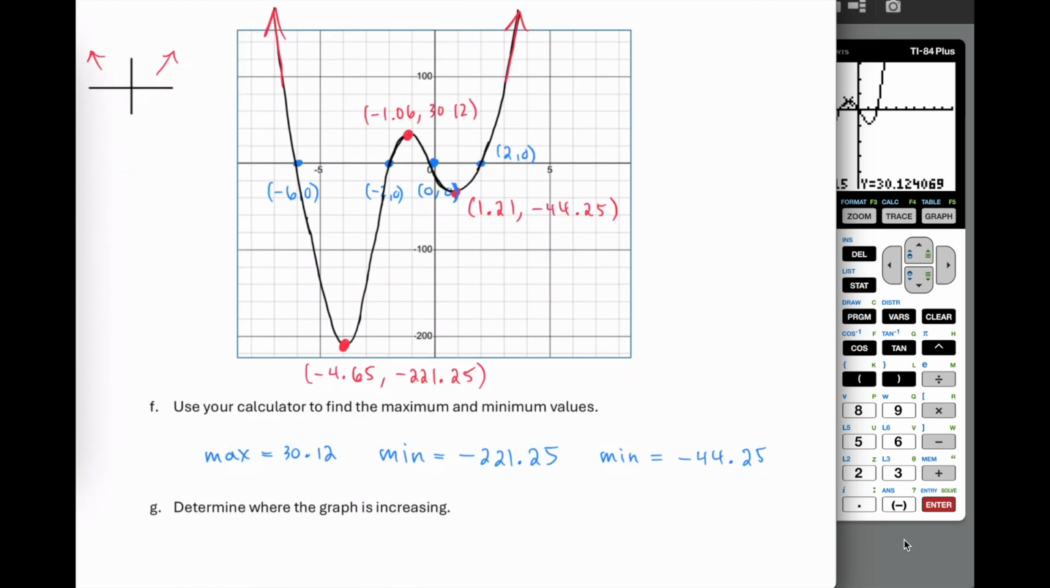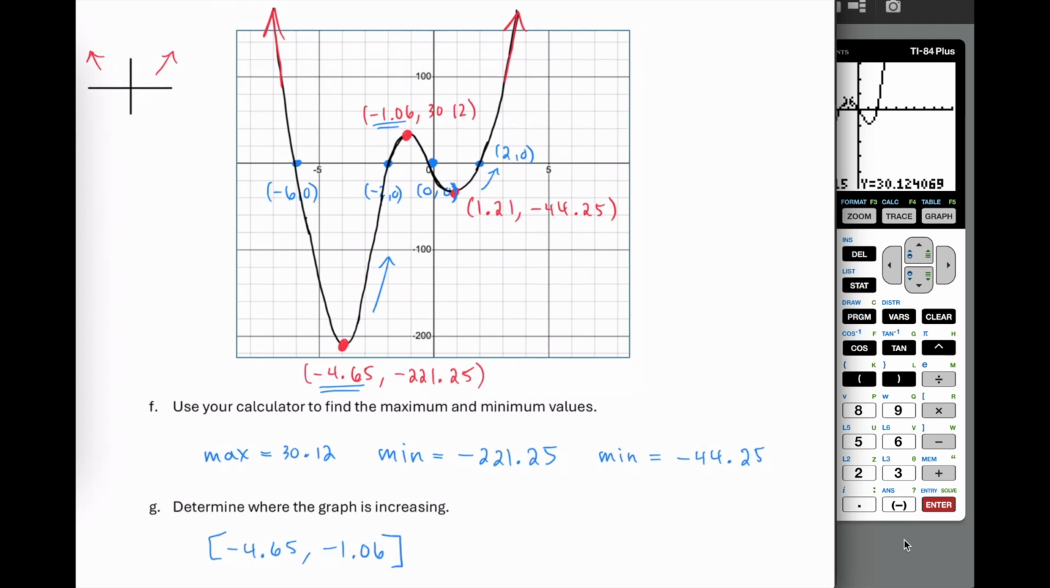Now where is the graph increasing? The graph is increasing in this interval and in this interval. The increasing interval starts with the x-coordinate -4.65 and ends at the x value -1.06. And then it starts increasing again starting at 1.21. So we use the union symbol, open up a bracket, 1.21, and it's going to be increasing from that point out to x equals +infinity.